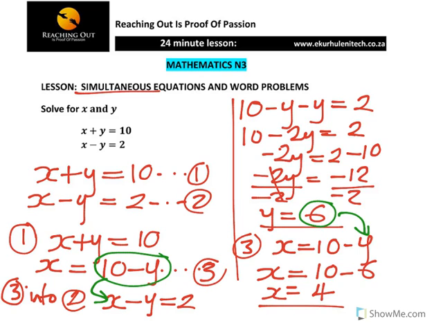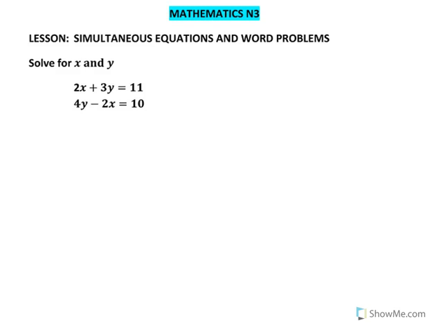Now you have got the two values of x and y. So x is equal to 4, and what is the value of y? y is equal to 6. That's what they mean by solving simultaneously. The next problem that we're given is using the same method. This method is called the substitution method. There is also the elimination method, but I'm going to just focus on the substitution method.